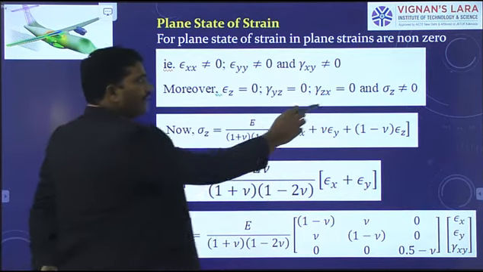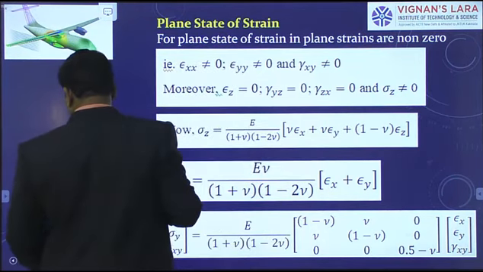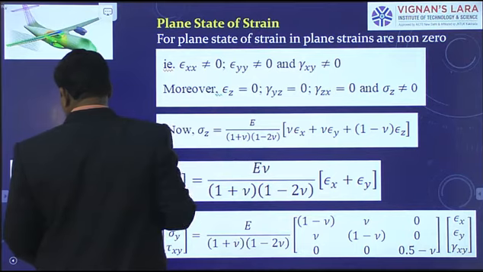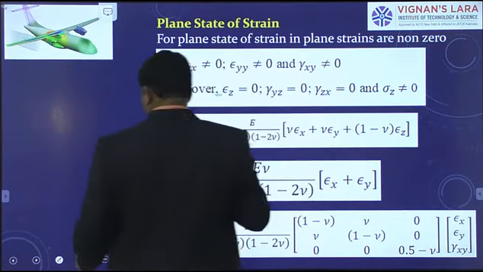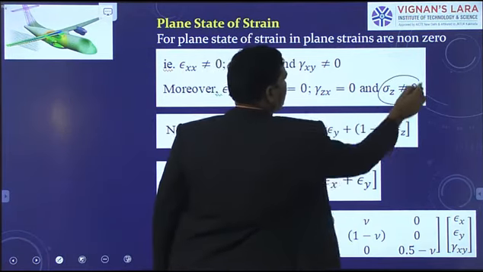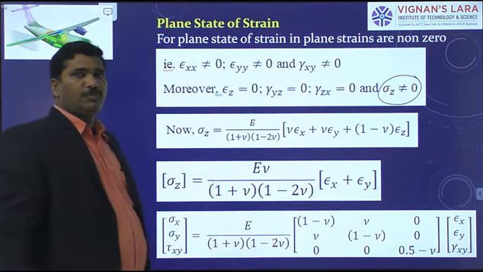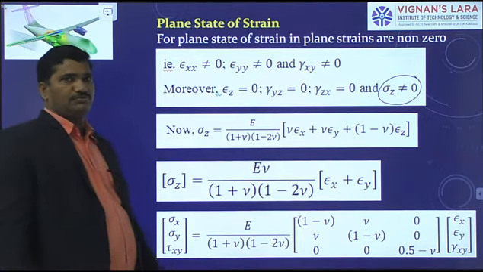Finally, sigma zz is not equal to 0. Very, very important. Sigma zz is not equal to 0. Understand this. For plane state of strain, sigma zz is not equal to 0.